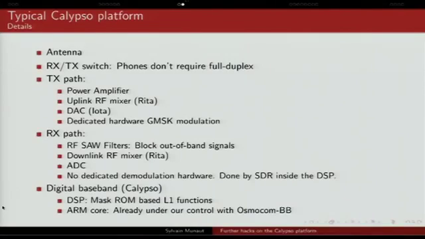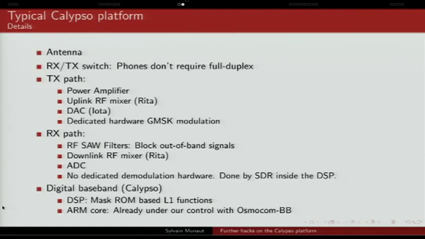So this is pretty much what I described. There's some more precision about the digital baseband. That's what we call the Calypso chip itself. I said it's composed of a DSP and an ARM core. Unfortunately for us, the DSP uses a mask ROM for its firmware, which of course is not that good for us, but more on that later.